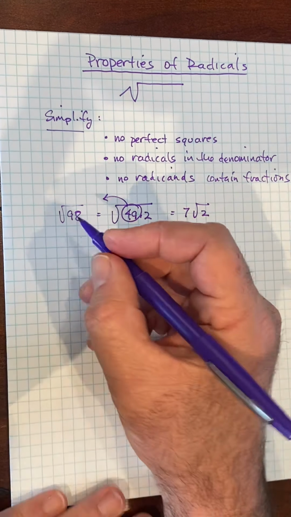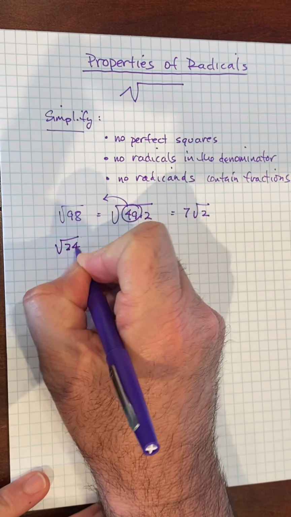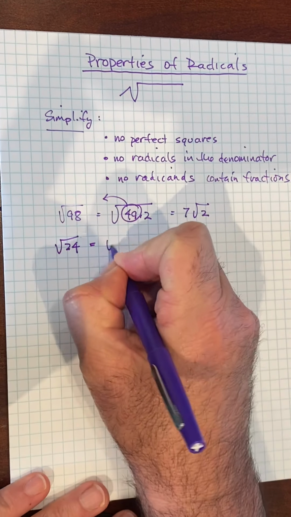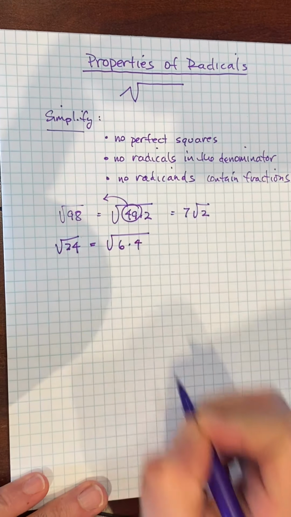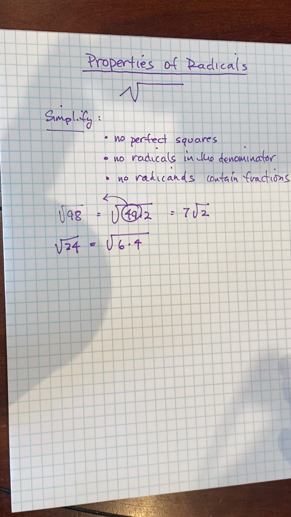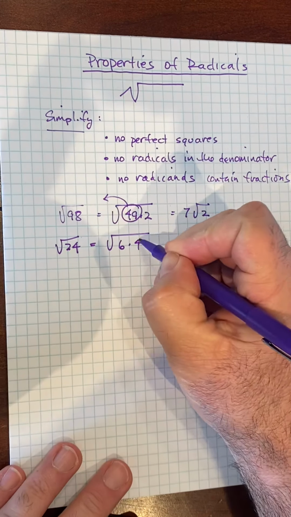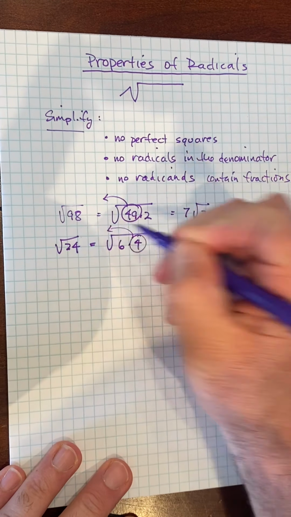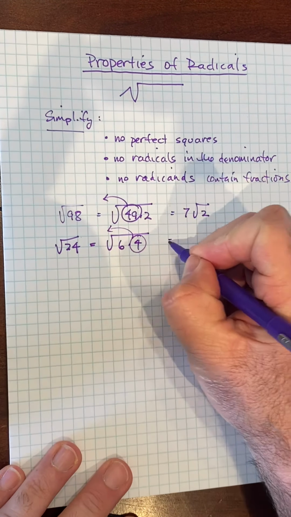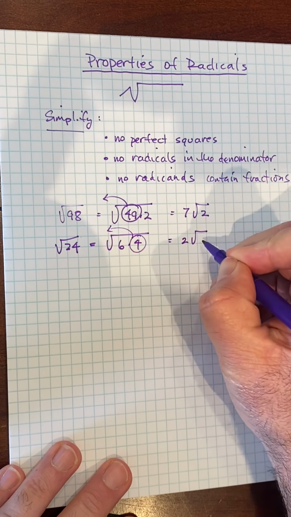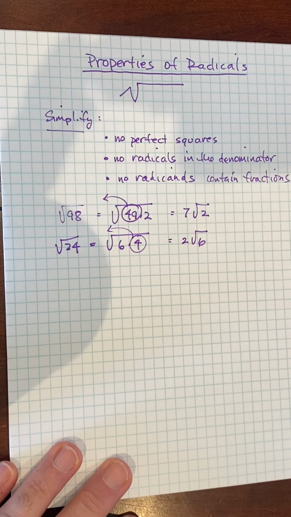Let's try another one. Let's try 24. Square root of 24. Well, that's 6 times 4. I mean, it's also 8 times 3, but neither 8 nor 3 is a perfect square. In this case, 4 is the perfect square, and that has to come out. So when it comes out, it turns into 2 root 6.